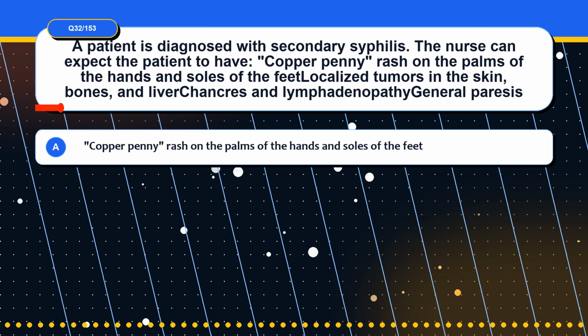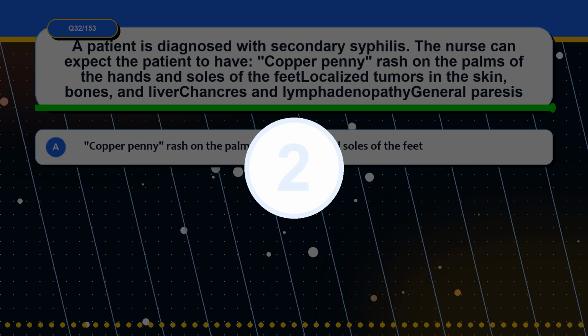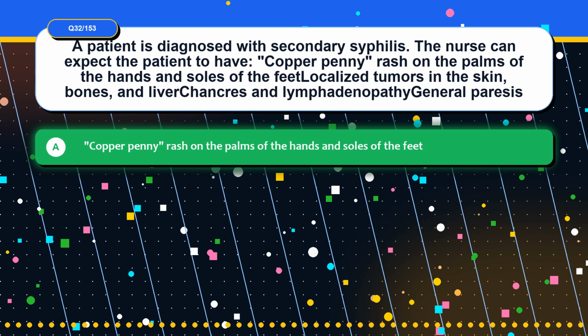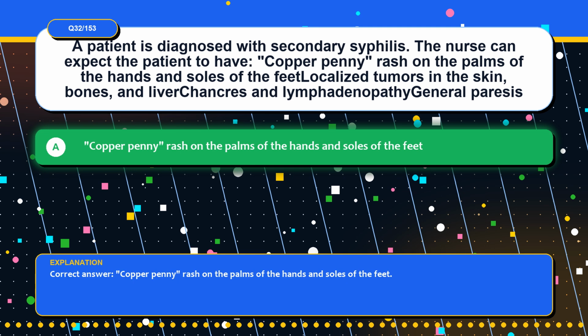Question 32. A patient is diagnosed with secondary syphilis. The nurse can expect the patient to have copper penny rash on the palms of the hands and soles of the feet, localized tumors in the skin, bones, and liver, chancres and lymphadenopathy, or general paresis. Here are the options. Option A. Copper penny rash on the palms of the hands and soles of the feet. The correct answer is option A. Copper penny rash on the palms of the hands and soles of the feet.